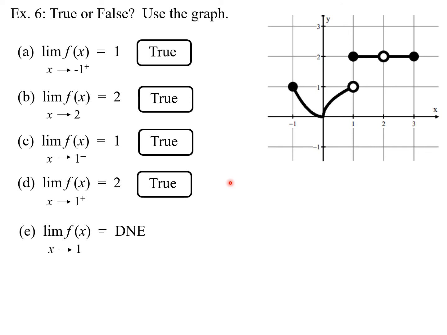Pause. All right, now this is not a one-sided limit. It's a regular limit, if you will. And so it has to approach the same value from both sides. From the left, it approaches there. From the right, it approaches there. Those are not the same value. So this limit does not exist, and so that statement is true.